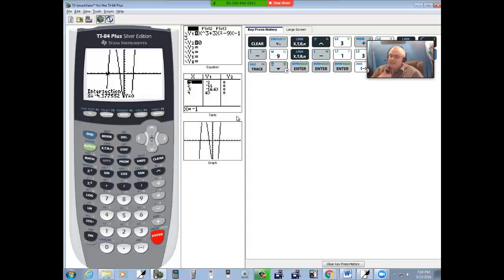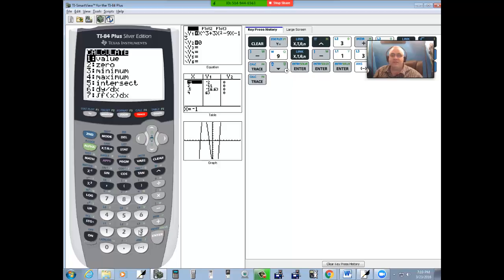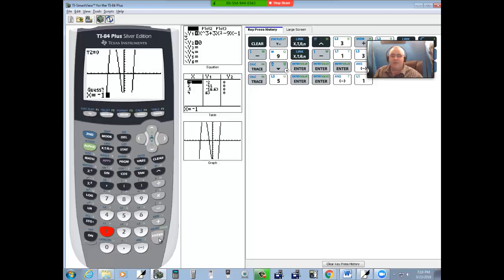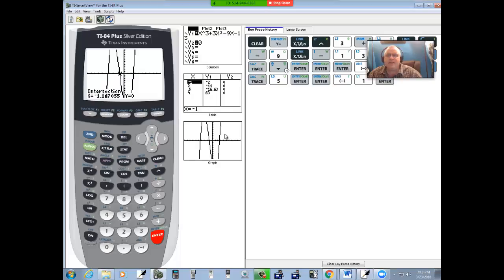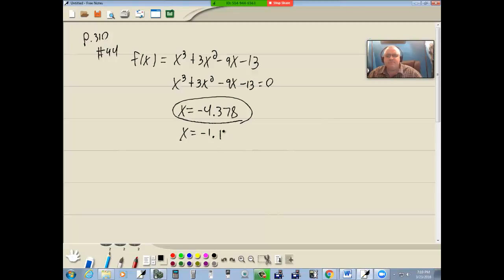But there's 2 more places where it crosses the x-axis, so I have to repeat the process. You do not have to re-enter your polynomial. It's still in Y1. But I'll do second trace, choose intersect, enter on first curve, enter on second curve, and then I'll put in -1 for the guess. And that's x is equal to -1.167.